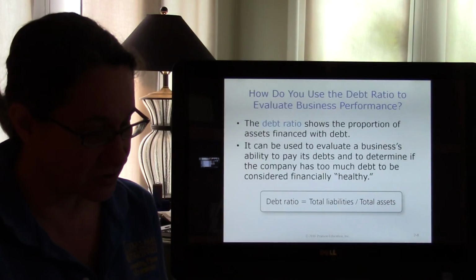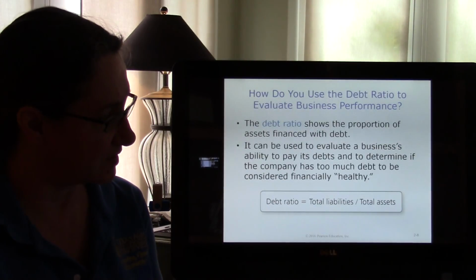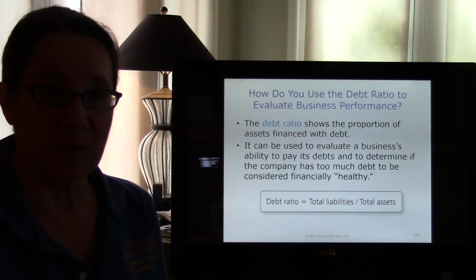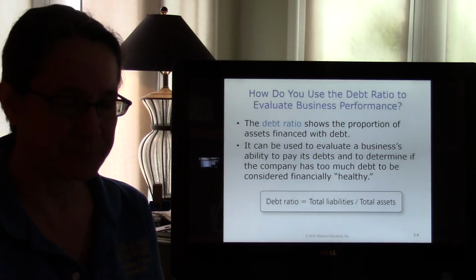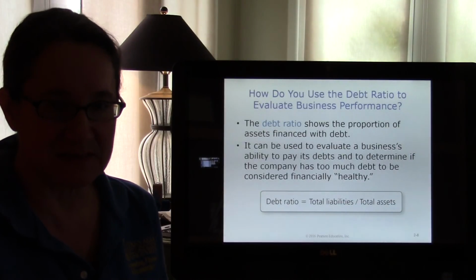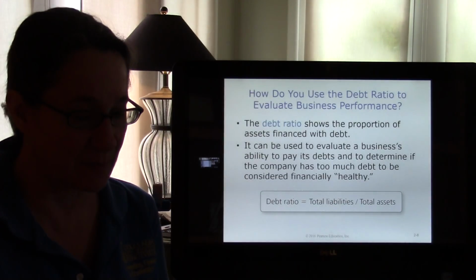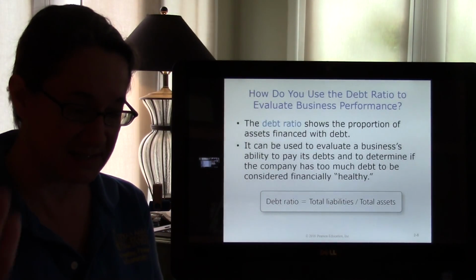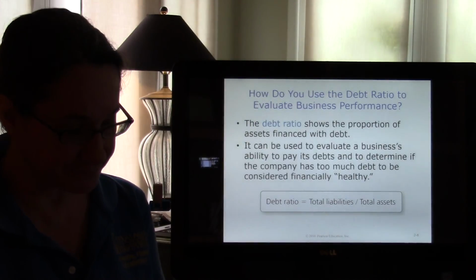We want to make sure that a company is healthy, so we use this. And it also helps us compare to other companies. Suppose you were comparing Coke and Pepsi, and they had about the same amount of sales, about the same amount of expenses, about the same amount of net income, but one had a really high debt ratio compared to the other. That might change the way you think about it.